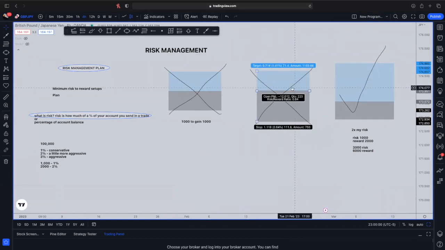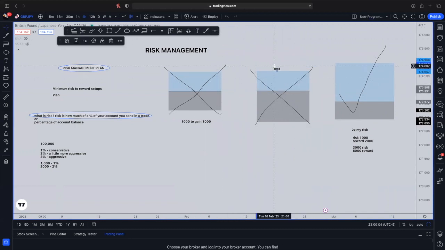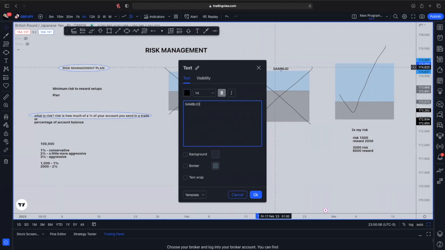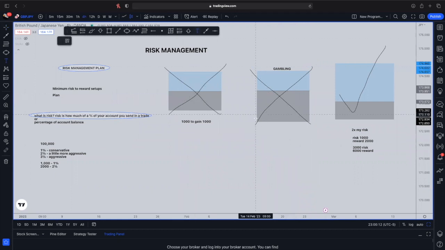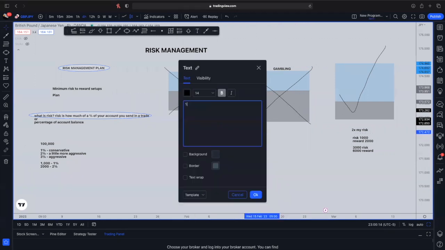This example right here is gambling. This is something you never do. That is gambling. Why? Because here, there's not even a 1. That means if I always risk 1,000, my reward is $600.